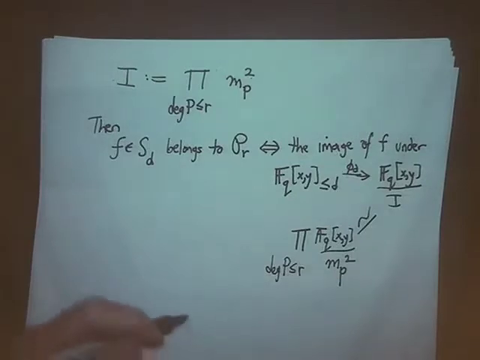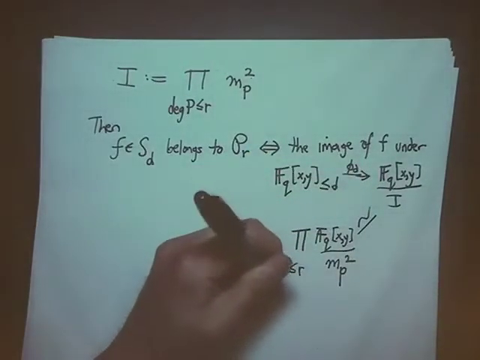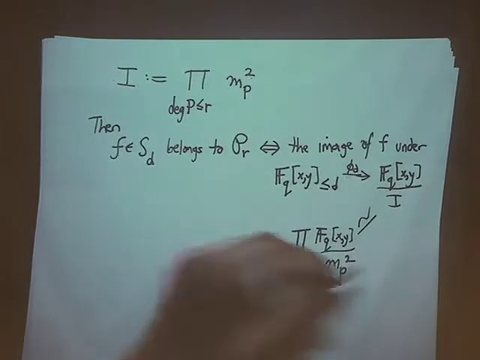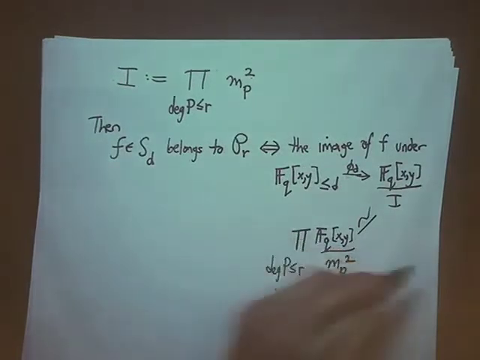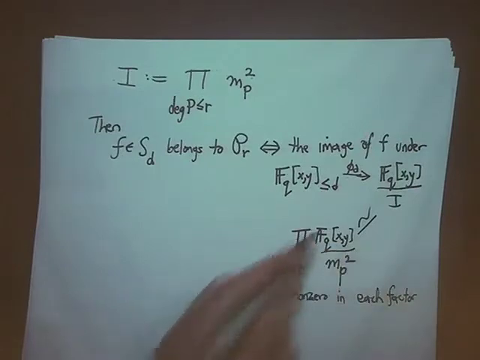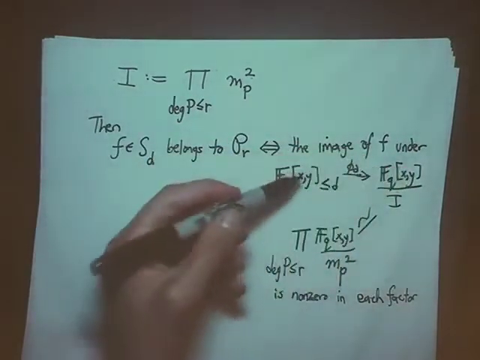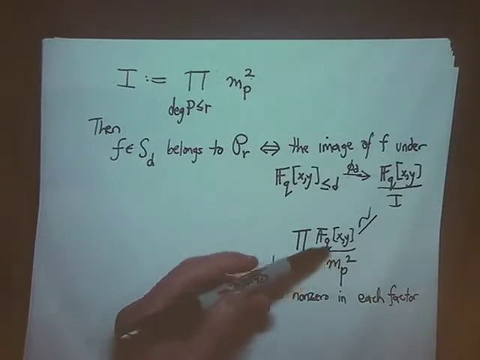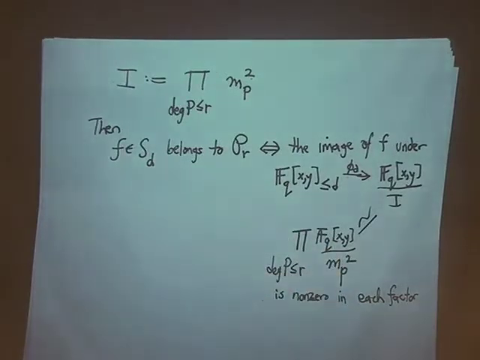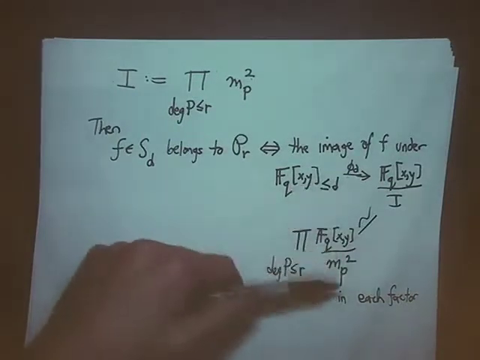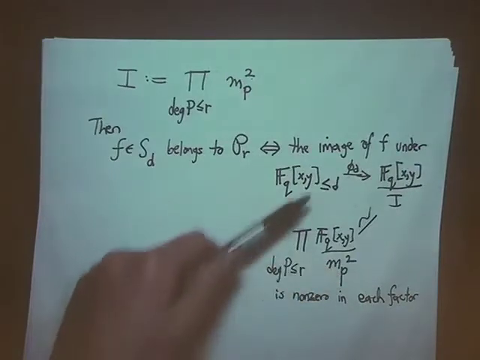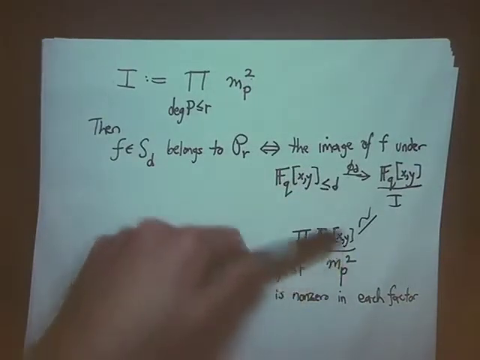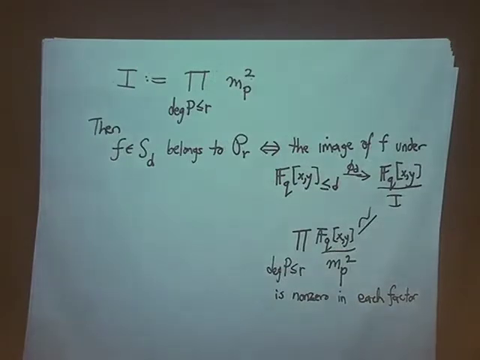And so we want to say that the image of this should be non-zero in each factor. Because what does it mean if F maps to zero, say at the origin, in one of these factors? That means that F has no constant term, and it also has no linear term. If it has no constant term and no linear term, that means it's passing through the origin, and also it's going to be singular at the origin. So we want to count the ones that are not singular at the origin, the ones that map to something non-zero in each of these factors.